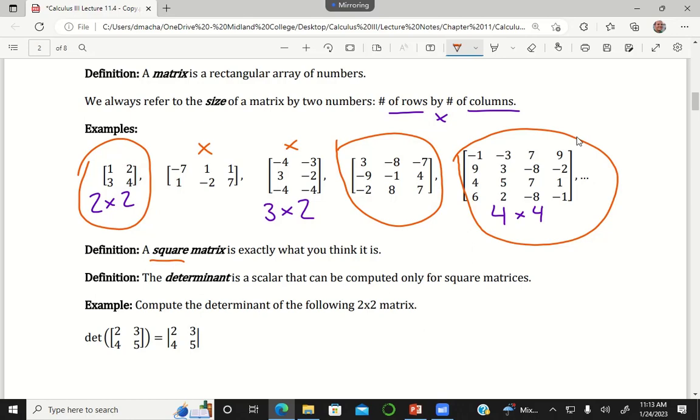Okay. So our next vocabulary word is the determinant. The determinant is a scalar that you can calculate only for square matrices. So if you have a rectangular matrix and someone asks you for the determinant, say, sorry, you can't take the determinant of a rectangular matrix. It has to be a square matrix specifically if you want to find the determinant.